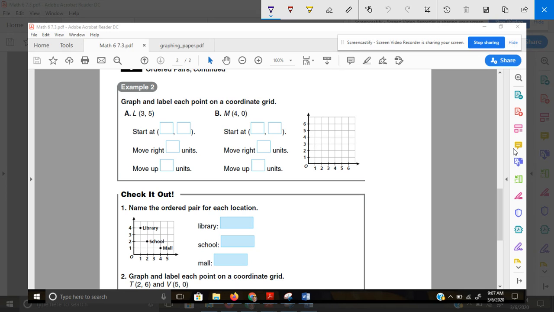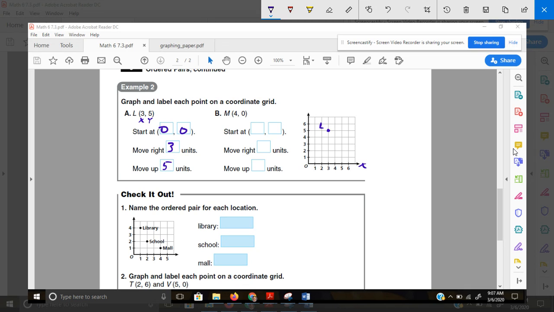Start at 0, 0. My first number tells me how many I need to go right. That's the x-axis. So I need to move right 3 units. So 1, 2, 3. And then my second number tells me to move up 5 units. So 3 to the right and 5 up puts me right there. Put that dot right at 3, 5, and then I would label it L. All right.